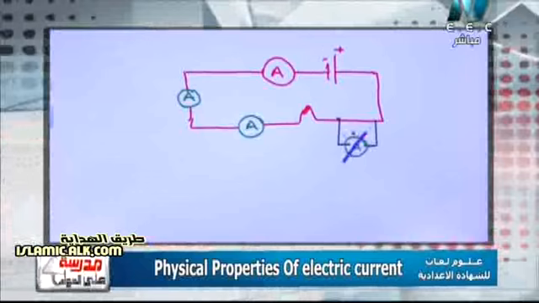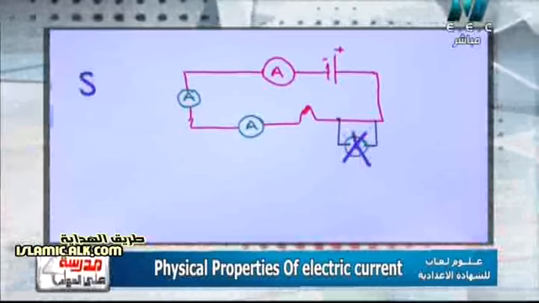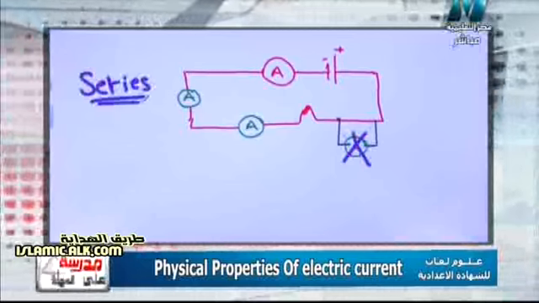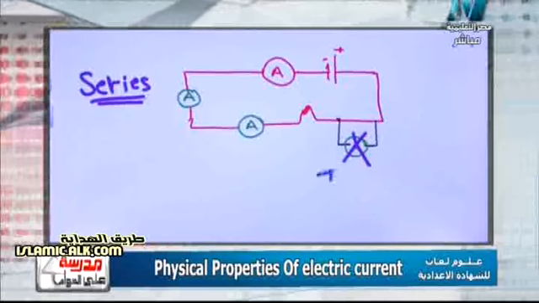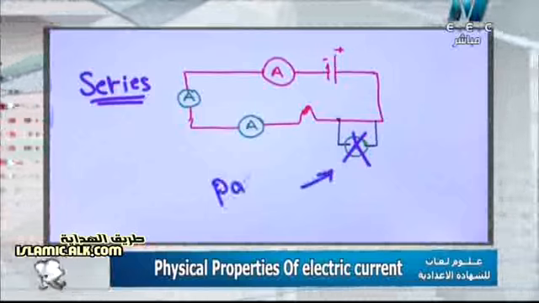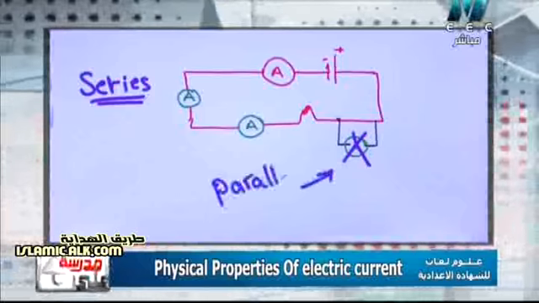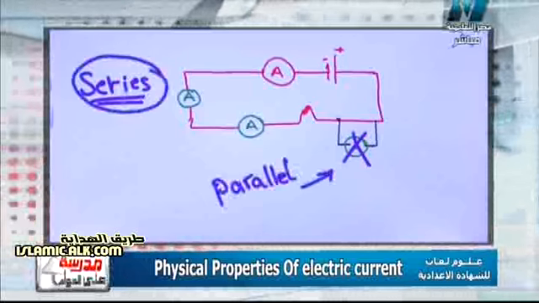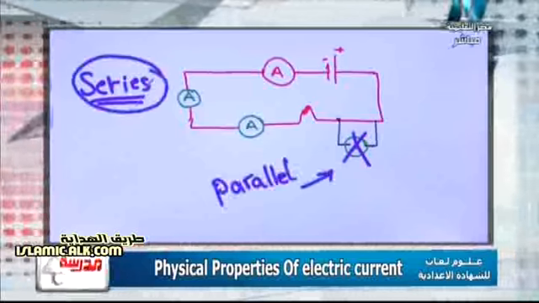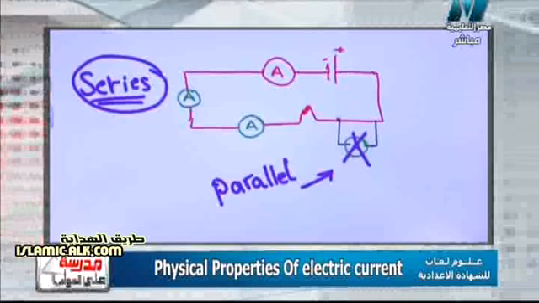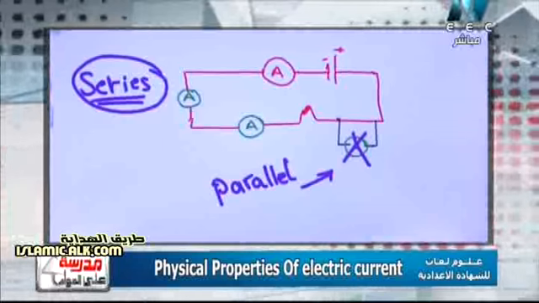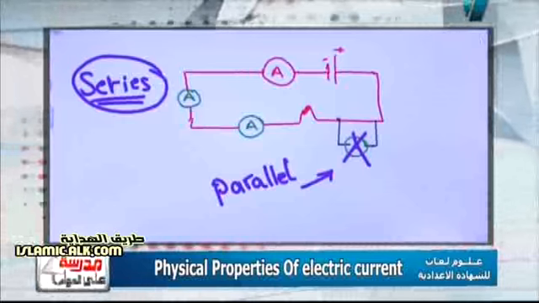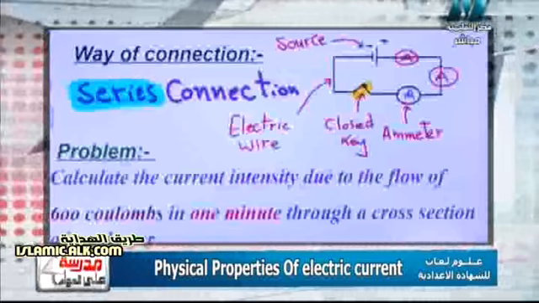Why? Because we talk about series connection. This connection is called parallel, and we talk about series connection, not parallel connection. Okay, dear students? So we now know the way of connecting the ammeter in the electric circuit to measure the electric current intensity.